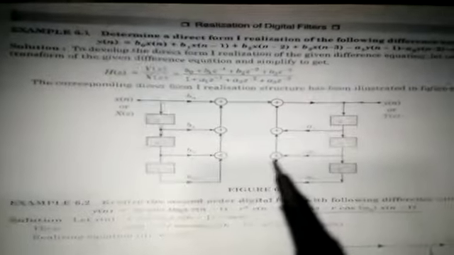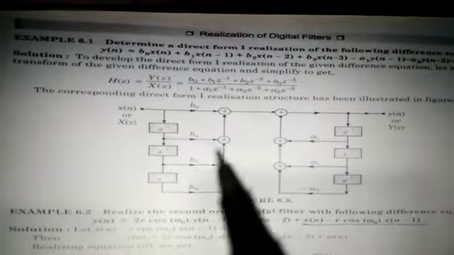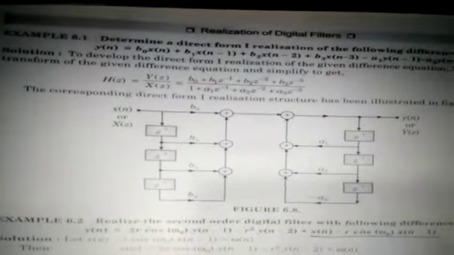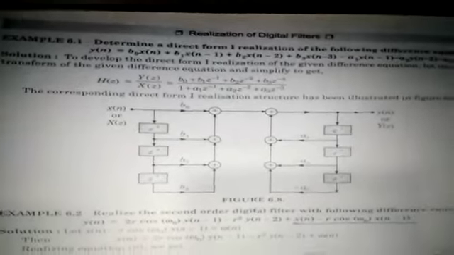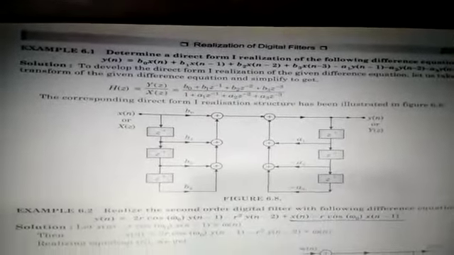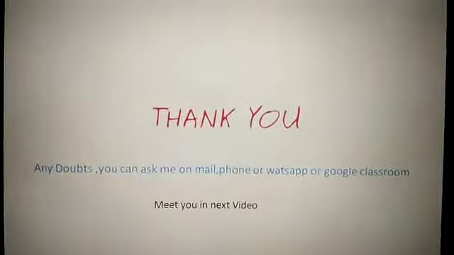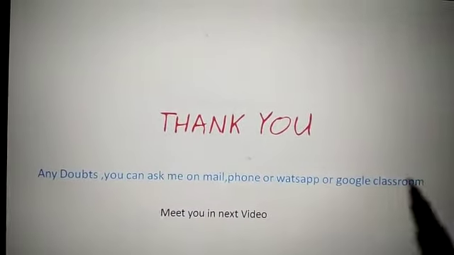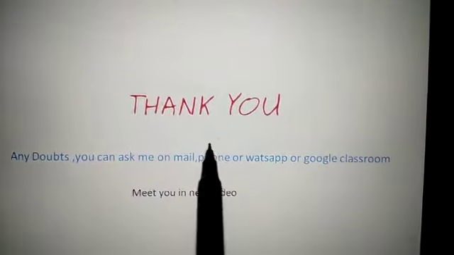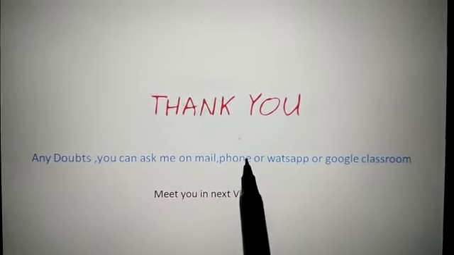Dear students, if you understand this, it's well and good. Otherwise, you can go through the details in the books and my notes also. We will go on to the next numericals in the next video, because here we have a particular video limit, which is why we cannot go ahead.